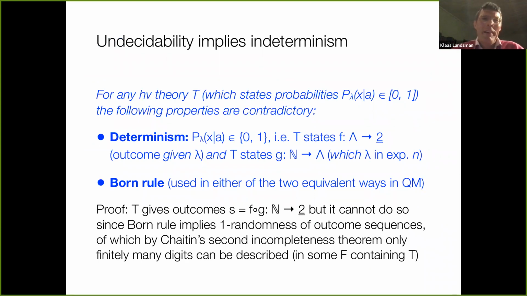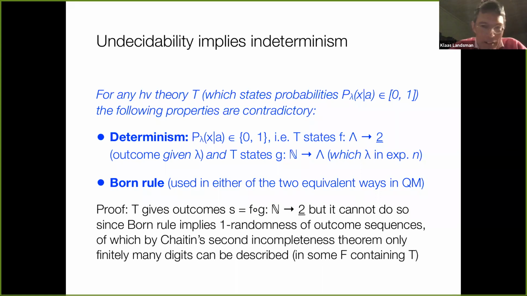And now the argument comes. My point is that undecidability implies indeterminism. This is the following theorem, namely for any hidden variable theory T, which is supposed to state probabilities for outcomes of experiments. So X here is the outcome of a measurement of an observable, or a measurement with setting small a, given the value lambda of the hidden variable. Then the following properties of such a hidden variable theory T are contradictory, namely determinism, as a double-edged sword. On the one hand, determinism means that these probabilities are either 0 or 1, so the theory is deterministic.